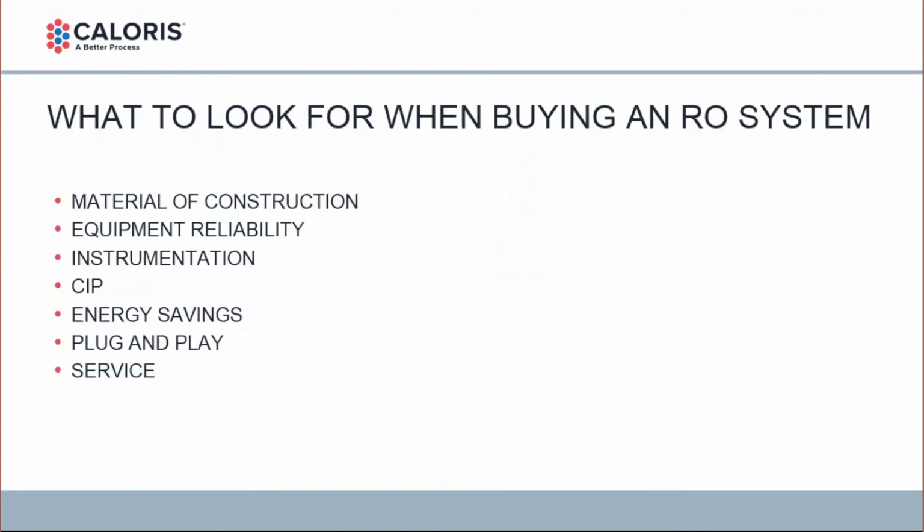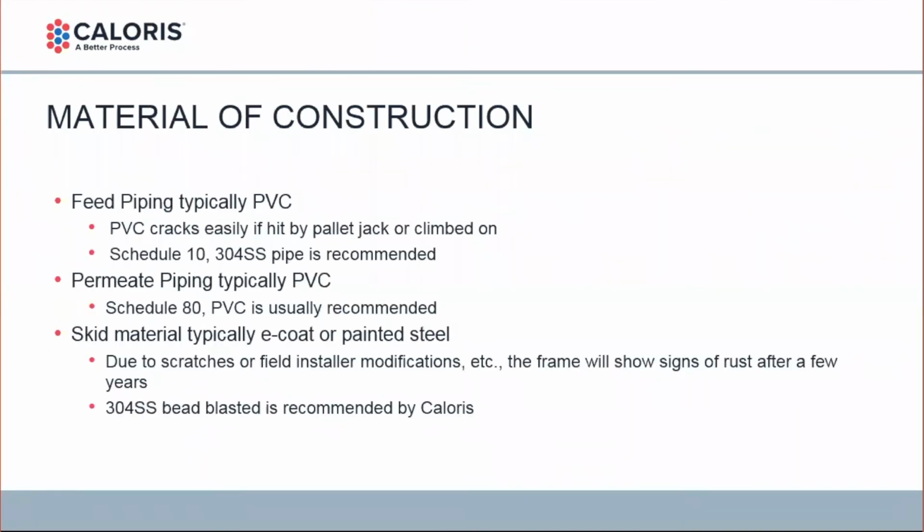Okay, so last part of this presentation, what to look for when buying an RO system. Material construction, equipment reliability, instrumentation, CIP, energy savings, plug and play, and service are the big ones. Material construction.